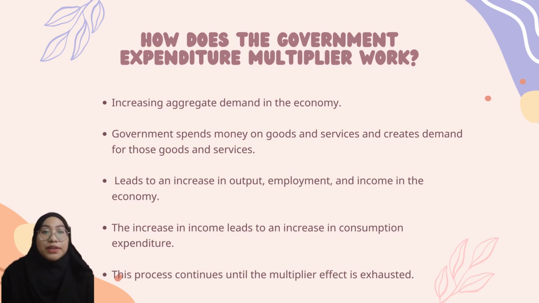So how does the government expenditure multiplier work? It works by increasing aggregate demand in the economy. When the government spends money on goods and services, it creates demand for those goods and services. This leads to an increase in output, employment and income in the economy. This increase in income leads to an increase in consumption expenditure, which in turn leads to a further increase in output, employment and income. This process continues until the multiplier effect is exhausted.